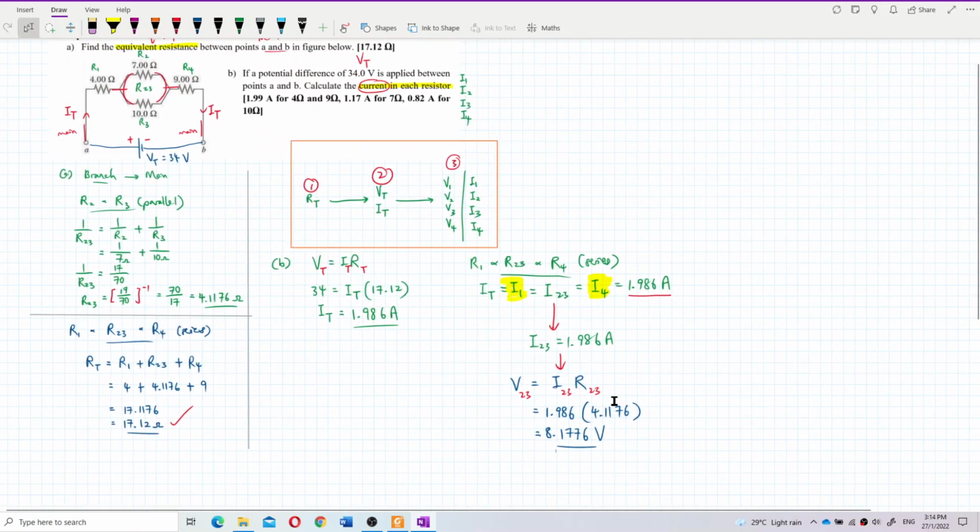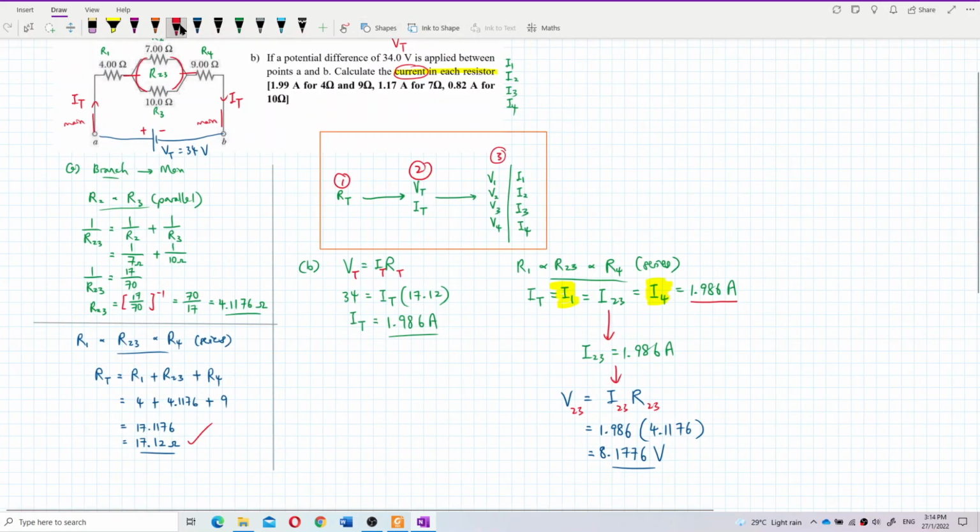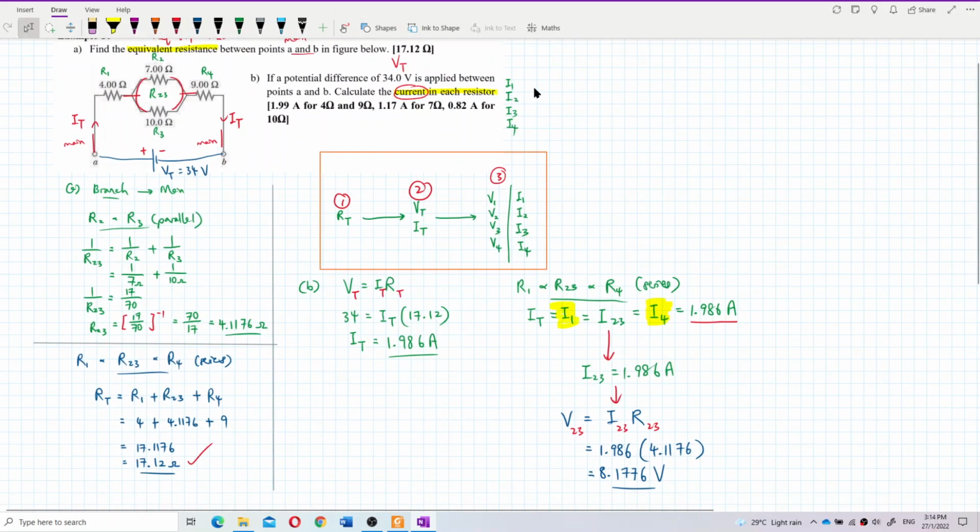Do you think voltage 23 is helpful for us to find the current 2 and current 3? Right now I got the answer for I1 already, 1.986 ampere. I4 also, I got already, 1.986 ampere. I don't have I2 and I3. So do you think this voltage 23 can help us to find I2 and I3? Definitely can, because it has some relationship. How to find the relationship? Use your head, think a bit.